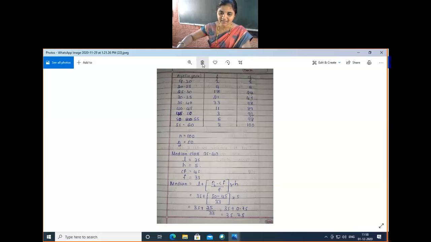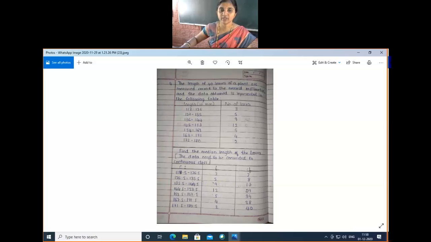So what is given is the less than form frequency, that is, less than type cumulative frequency. Okay? Okay. So now the fourth question we have to discuss. So this one, you have got the idea now?